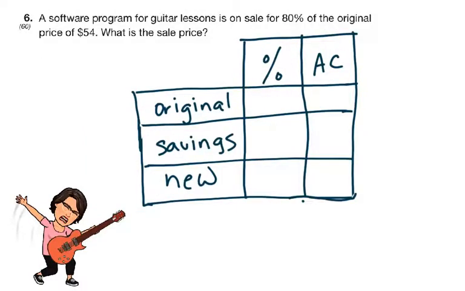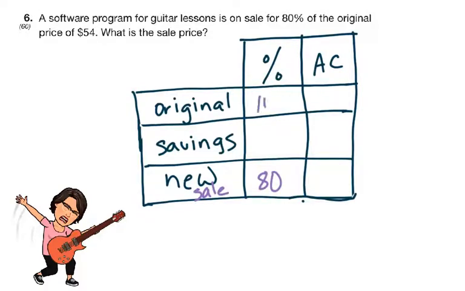Alright, the next problem is number 6. It says a software program for guitar lessons is on sale for 80% of the original price of $54. What is the sale price? Again, you're going to use a ratio box for this, and we're looking at percent. It's on sale for 80% of the original price. So your new sale price is 80% of the original price.